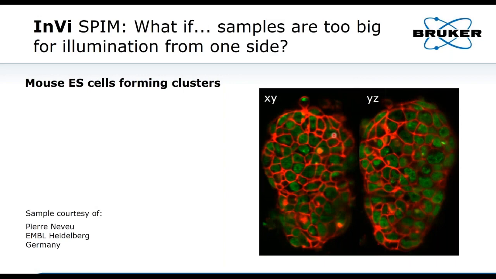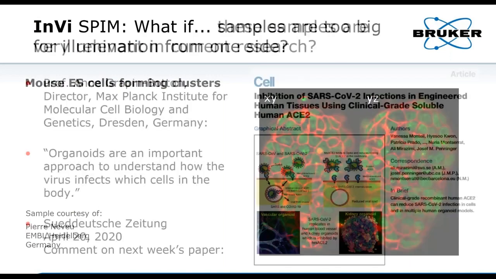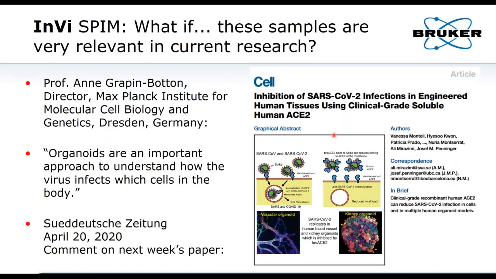So as said, what if the samples are a little bit too big for illumination from one side? And if you don't want to give up, what if these samples are really relevant for your research? That's a very current example of a paper that came out in May, and a nice comment from Anne Grapin-Botton, who's director at the Max Planck Institute for Molecular Cell Biology and Genetics in Dresden.